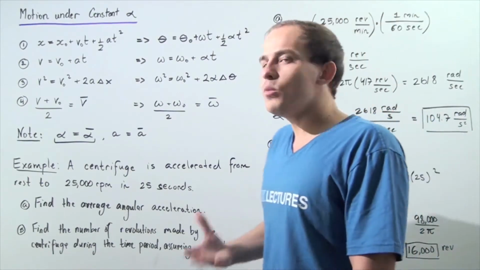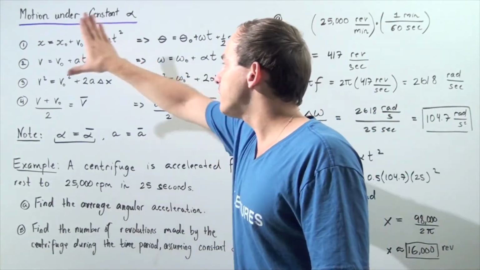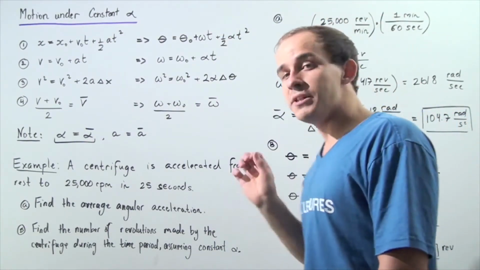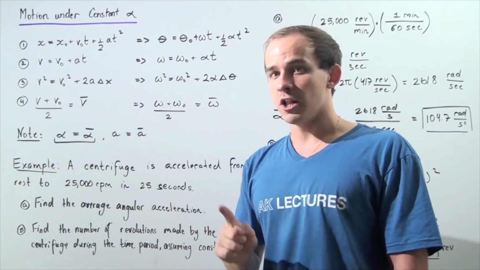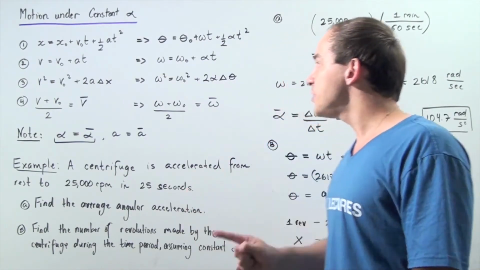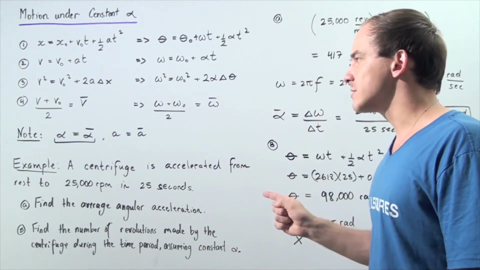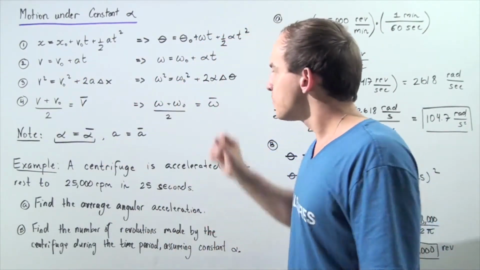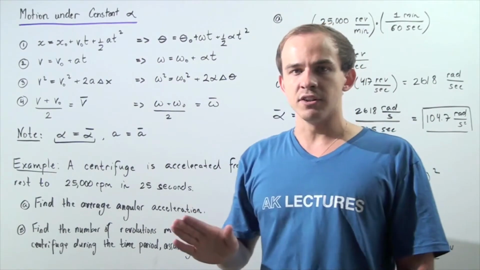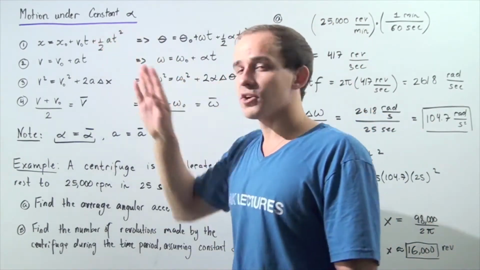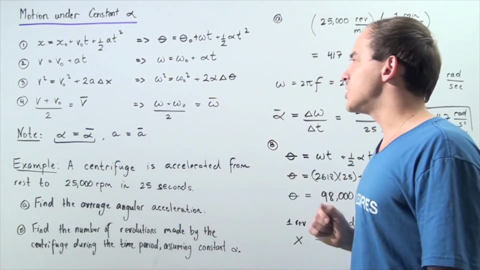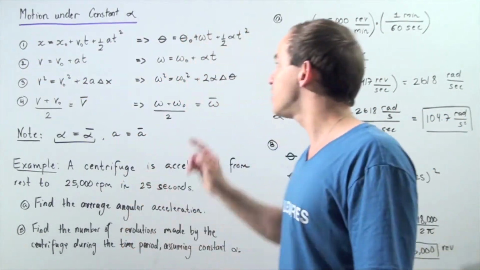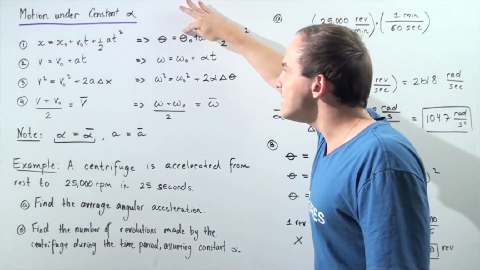Now notice all we had to do going from these equations to these equations was simply to replace our translational physical quantities with the angular physical quantities. So we replaced the final and initial linear velocity with the final and initial angular velocity. We replaced the linear acceleration with the angular acceleration, and we replaced the final position and initial position with the final angle and the initial angle.